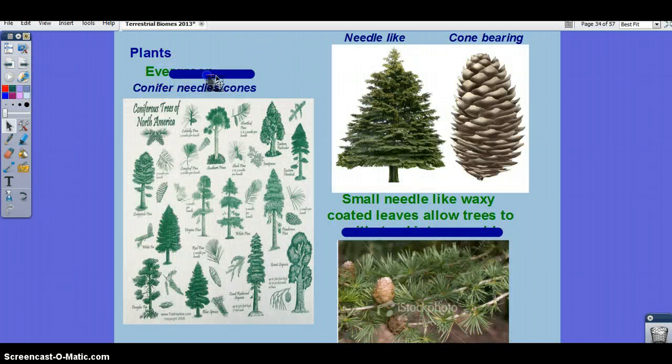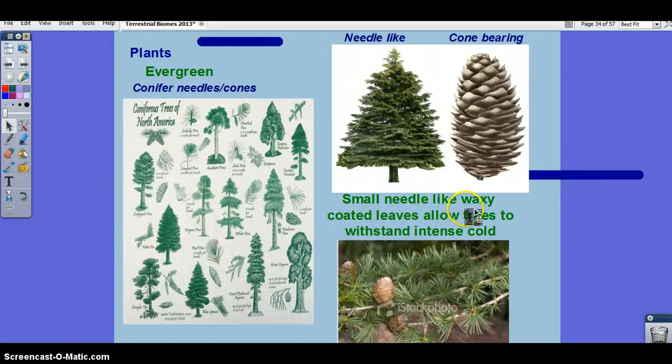Plants of the coniferous forest are referenced as evergreen trees or evergreen plants. They are needle-like or cone-bearing. Here's an example of needle-like. This is what you reference as your Christmas tree, or cone-bearing trees. The needles have waxy coats on the leaves, and this wax allows the trees to withstand the extreme temperatures that can take place during the long winters.